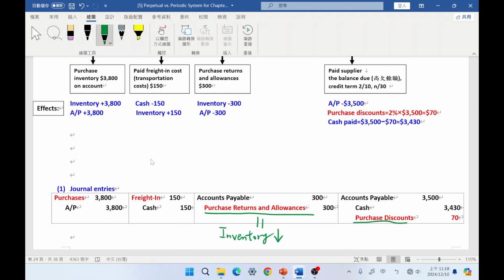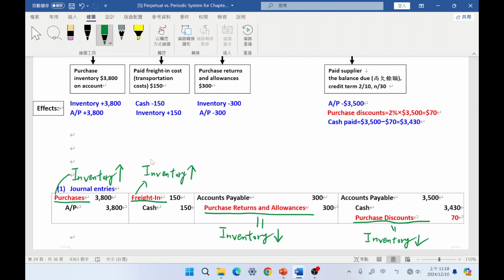Purchase discount is on the credit side. Why? Because it also means our inventory decreases. Inventory decrease on the credit side. Then purchases, why on the debit side? Because we buy the inventory. So what does that mean? Your inventory increases, right? Freight in also means our inventory increases. So put it on the debit side.